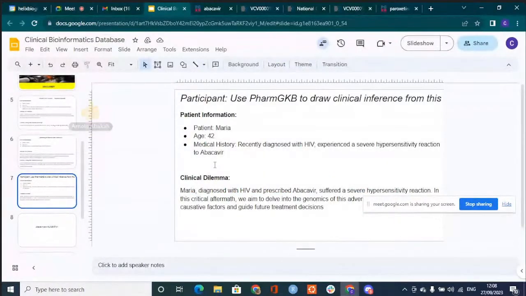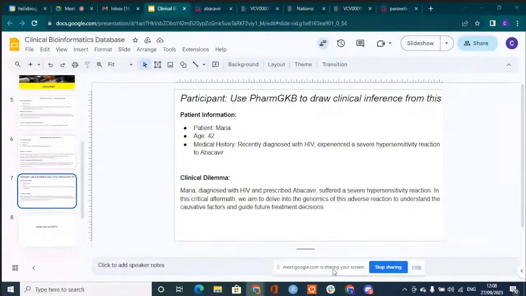So, I want to read the information about this patient to us, so we can go into a genomic knowledge base to draw some clinical inference from this. What I'm showing us is not that you need to go in depth into the database, but to look at what kind of clinical decisions you can make from this database. Something that you can always learn from.